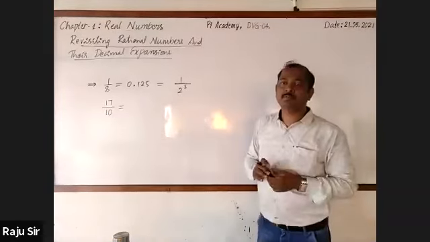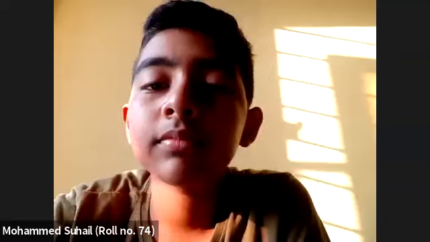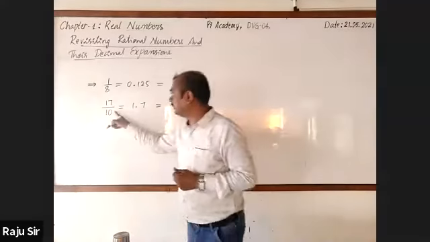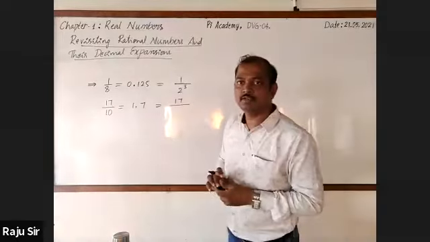What is this decimal expansion? 1.7. Whether it is terminating or non-terminating? Terminating. Observe. 17 by denominator 10 is there. What is its prime factorization? 2 into 5.